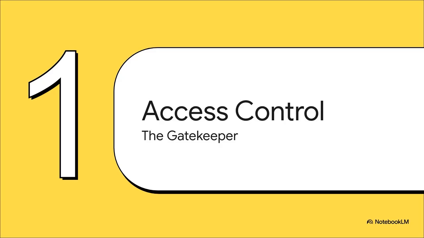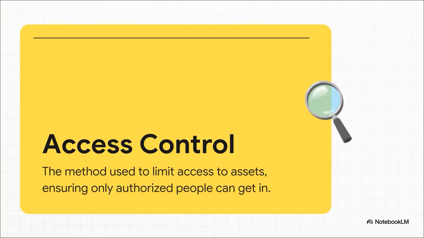Okay, pillar number 1, the gatekeeper. This is all about access control. Basically, who gets to walk through the front door and who gets told to beat it. So what exactly is access control? Honestly, it's pretty simple. It's the bouncer at a club checking IDs. It's the lock on your apartment door. It's any system that's just there to do one job. Make sure that only the right people are getting in.